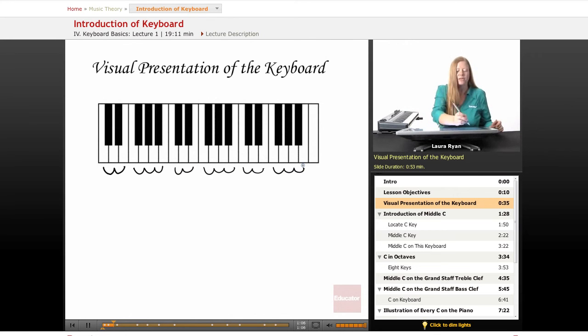This is a really fast and easy way to glance at the keyboard and understand how it's laid out. These white keys are surrounding 2 black keys. These white keys, the set of 4, are surrounding 3 black keys. So 1, 2, 3 white keys, 2 black keys, 1, 2, 3, 4 white keys, 3 black keys. And this pattern repeats over and over and over.